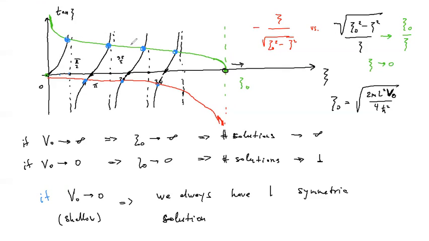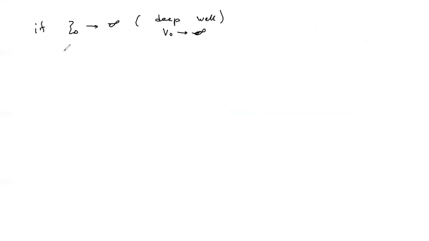These are for symmetric solutions, yes? What about anti-symmetric? If this point goes to infinity, where are going to be the intersections? Pi, 2 pi, 3 pi. Yeah, pi, 2 pi, 3 pi. So then we can say, in this limit, the solution is not going to be exact. It will only be exact in the limit.